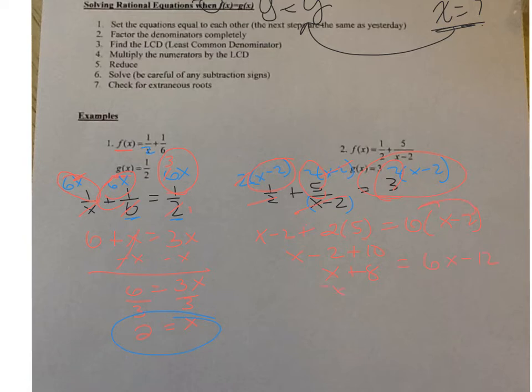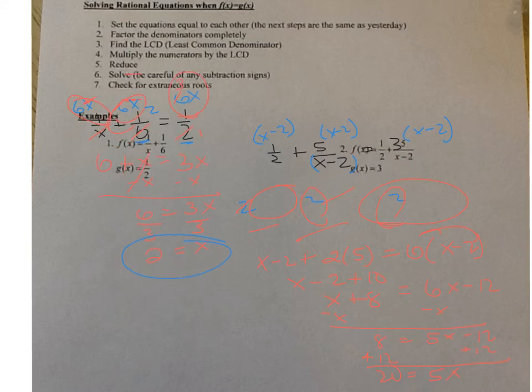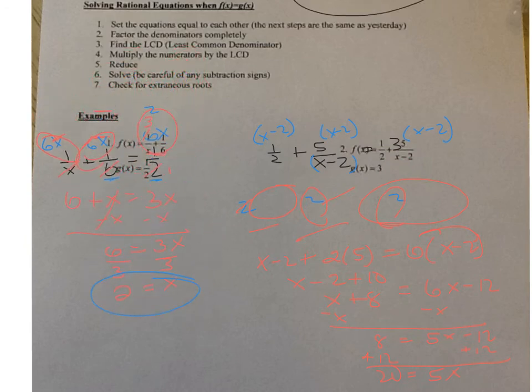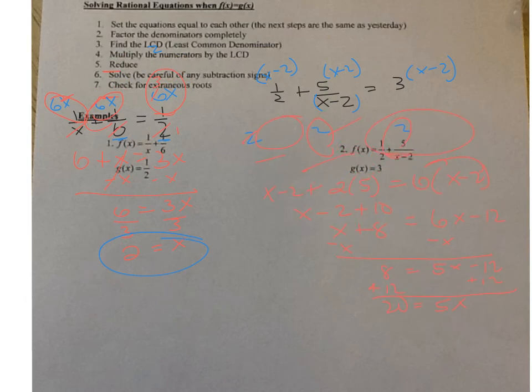Okay, so I'm going to minus x. 8 is equal to 5x minus 12. Add 12. 5x is equal to 20. So divide both sides by 5. I get x is equal to 4.